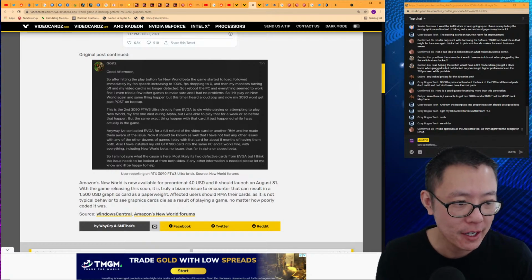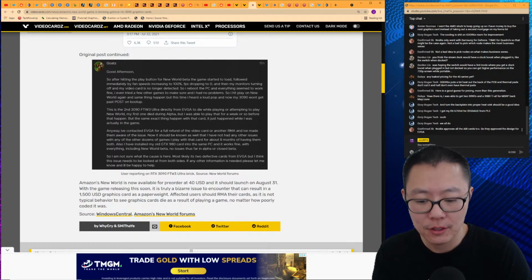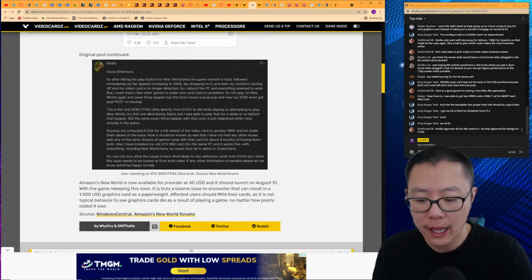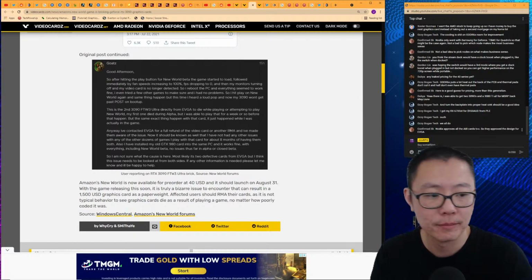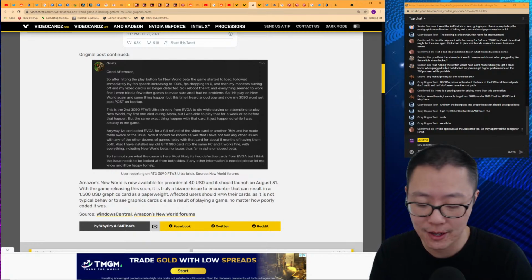Confirmed SK says Nvidia approves all the AIB cards too, so they approved the design for EVGA. Yeah, but is it just the EVGA card that's the issue, or are there other cards that have the problem as well? That would be interesting if it was just the EVGA design.